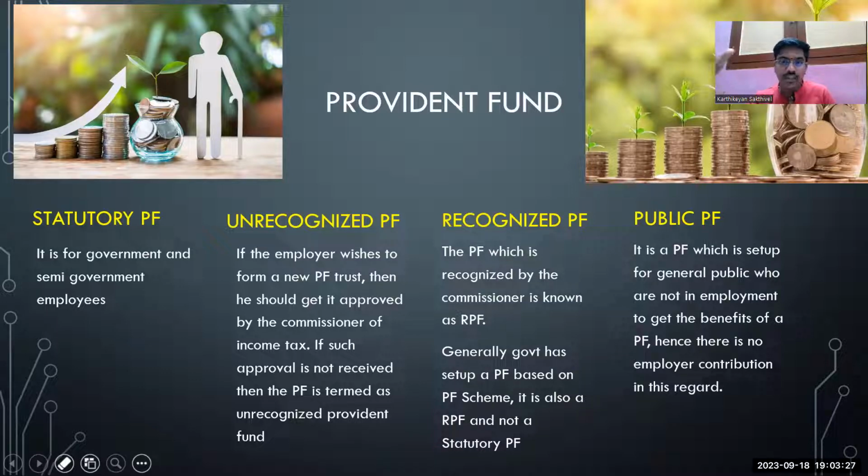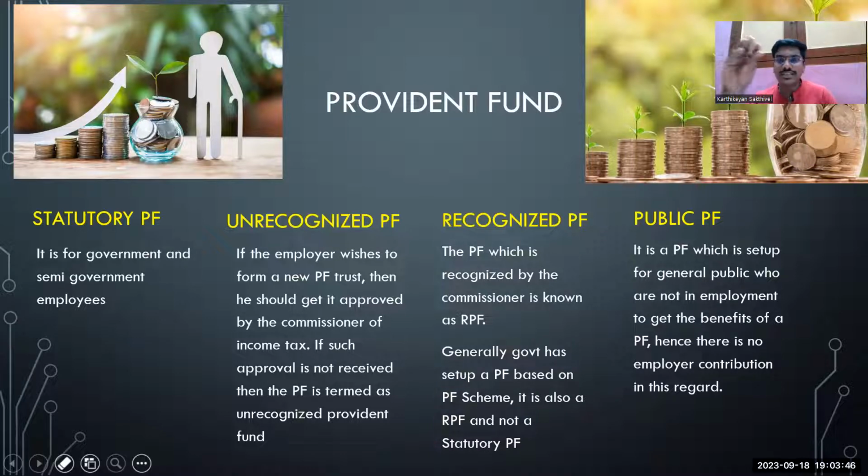A bank should register itself with RBI. Similarly, a provident fund should register itself with income tax commissioner. If the Income tax commissioner is going to say okay, that fund is known as the recognized provident fund. If he is not going to say okay, that is known as the unrecognized provident fund.